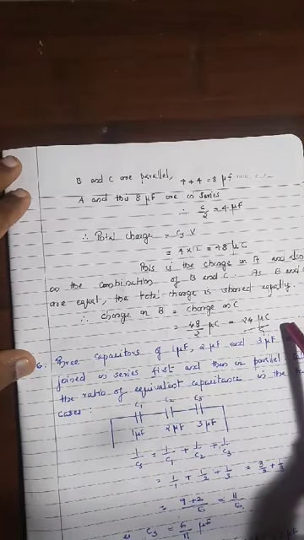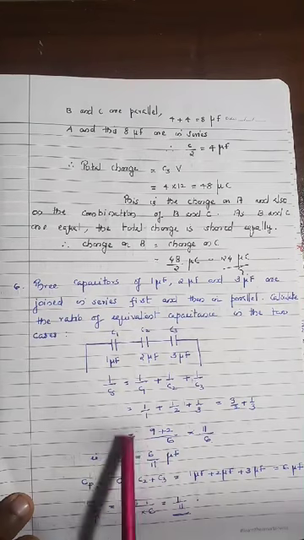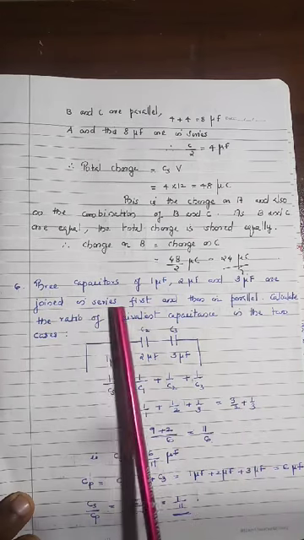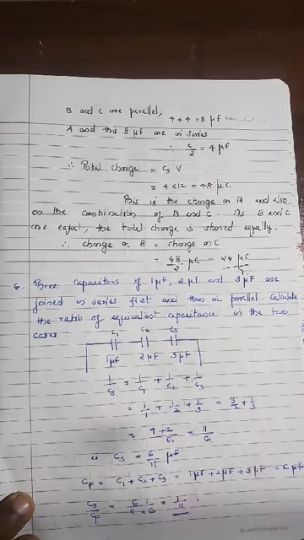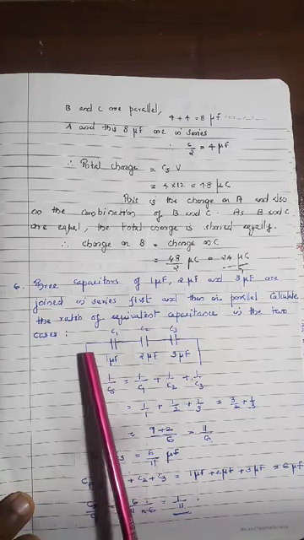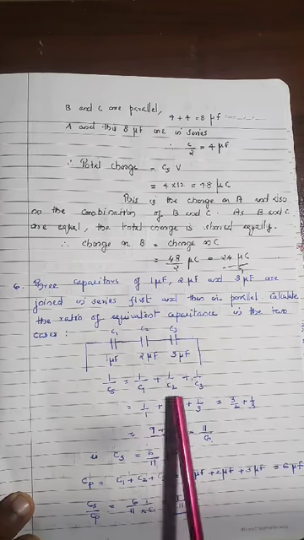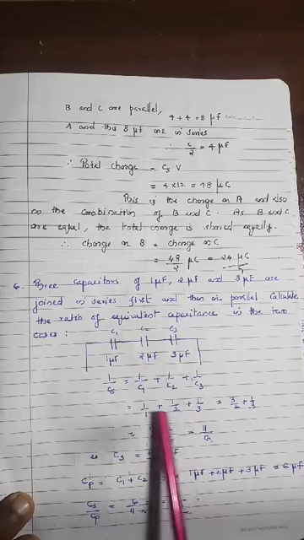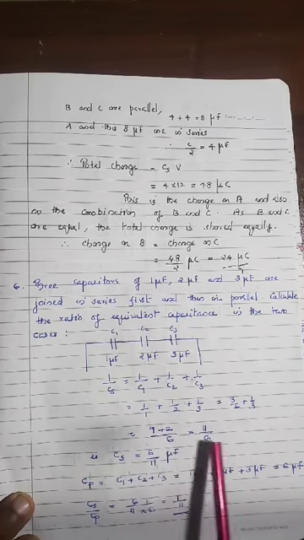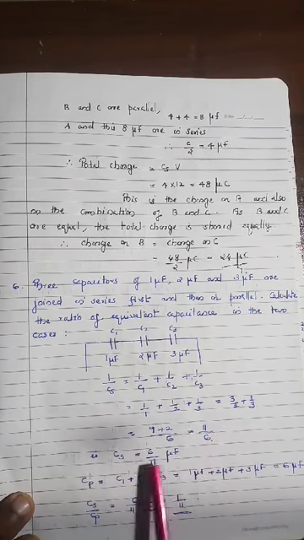A good aspect. The next one, a simple question. Three capacitors of 1 microfarad, 2 microfarad and 3 microfarad are joined in series first, then in parallel. Calculate the equivalent capacities in the two cases. You know, for the series combination, 1 by C1 plus 1 by C2 plus 1 by C3, 1 by 1 plus 1 by 2 plus 1 by 3. Combining, 3 by 2 plus 1 by 3, so 9 plus 2 by 6 equals 11 by 6. So we get the capacitance in series as 6 by 11 microfarad.